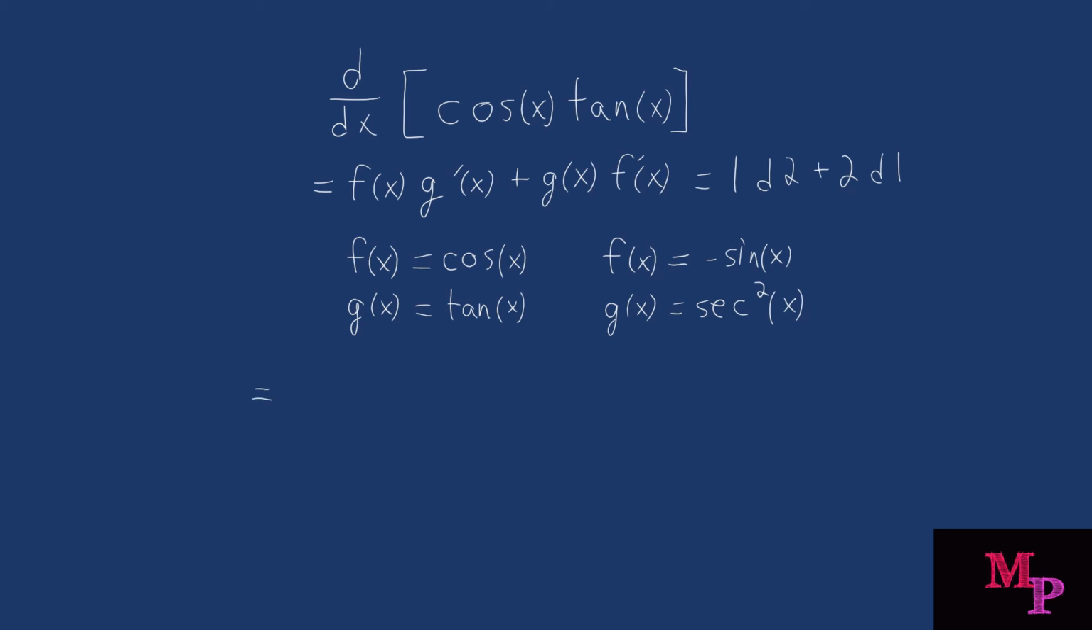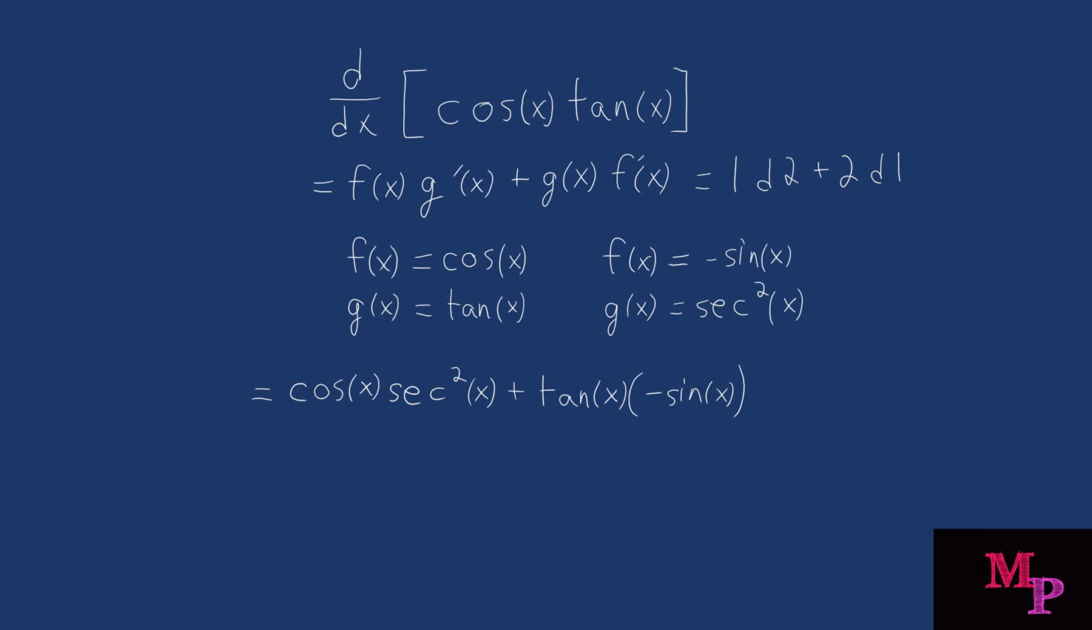So remember 1d2. 1 is your first function, which is cosine. d2, derivative of your second function, which is secant squared. And then we're adding that to 2d1, where 2 is just your second function, which is tangent of x. d1 is the derivative of your first function, and that gives you negative sine of x.